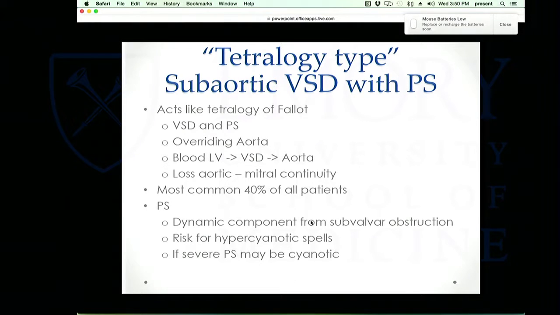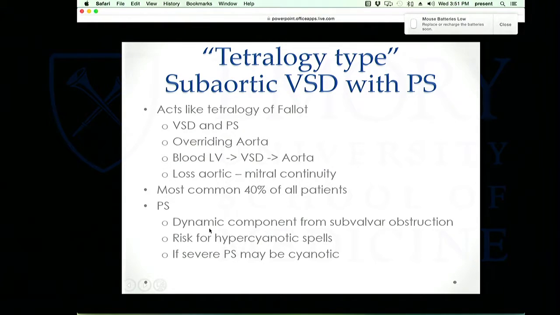And then the tetralogy type, basically it's a VSD with pulmonary stenosis. So physiologically it's acting like tetralogy of Fallot. And so you have VSD, PS, and overriding aorta. And you'll also get the right ventricular hypertrophy that you would see in other forms of TET. So again, the blood is going to flow from the LV through the VSD and then to the aorta. And you'll see the difference on the echo from a normal tetralogy of Fallot is you'll lose that aortic mitral continuity. This is the most common type of double outlet right ventricle, in about 40% of the patients.